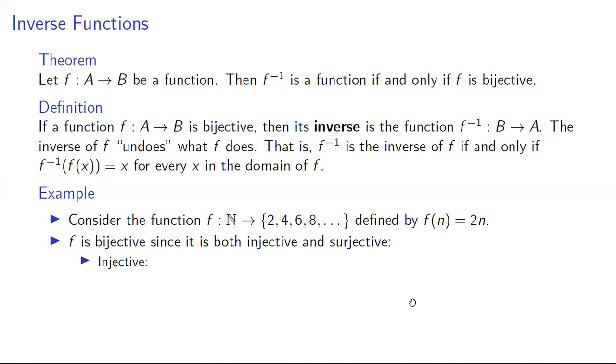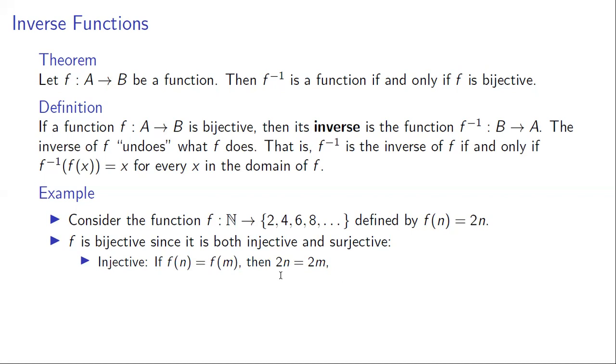So the function is injective for the following reason. If you don't remember, go back and see how we prove that a function is injective. We start off by saying, let's say f of n is equal to f of m. Suppose we know that f of n is equal to f of m. Well, what does that mean? That means 2n is equal to 2m, just plugging in the values into the function.